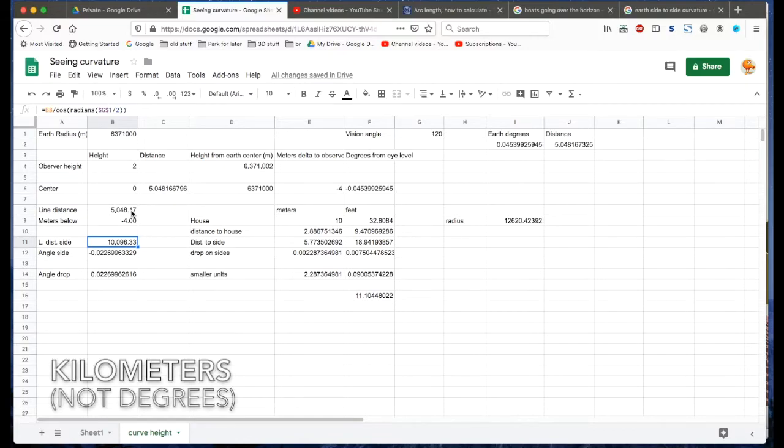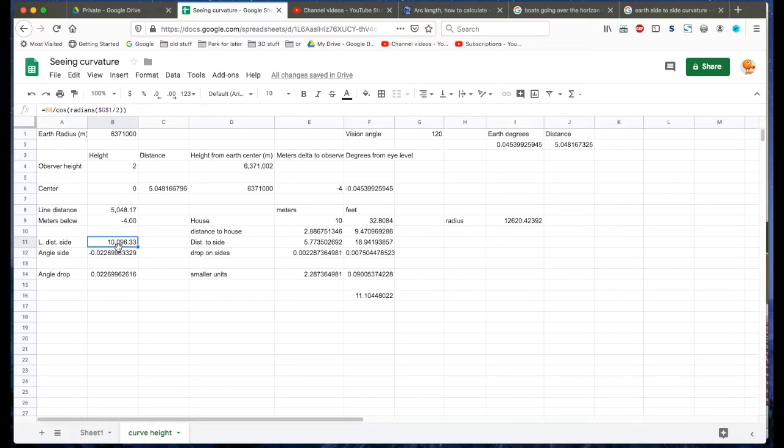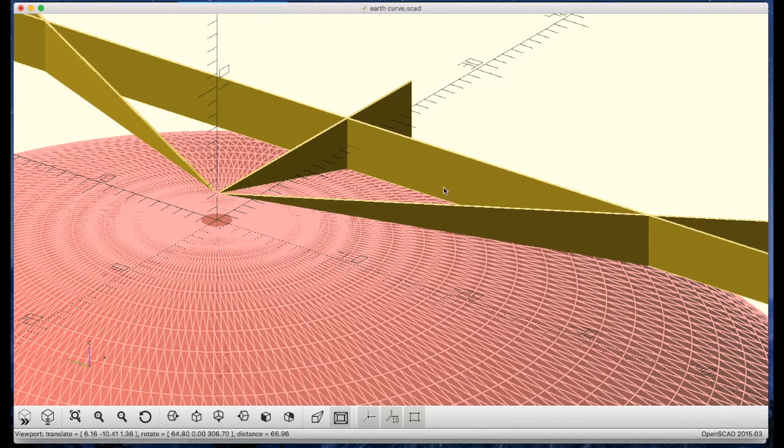So if I'm looking at 5.048 degrees ahead to where the water starts to curve and starts to obstruct further objects, then perpendicular to that line of sight at 60 degrees on either side, I would have a distance of 10 kilometers. And the angle at 60 degrees on either side would give me an angle of 0.02269 degrees below eye level on either of those sides. So I'm essentially calculating this angle and this distance here.